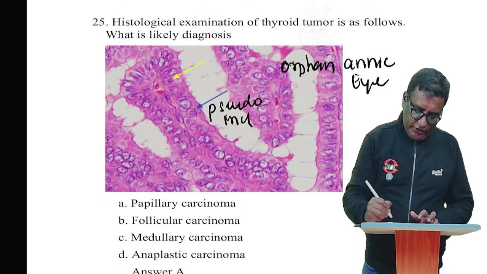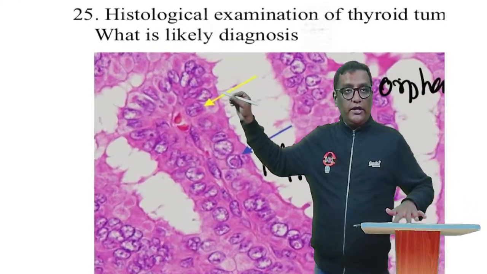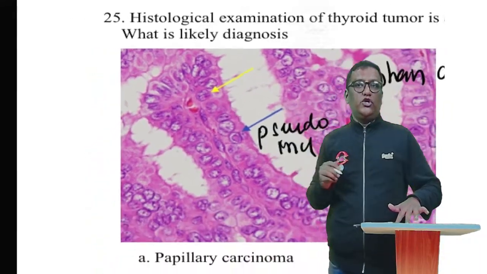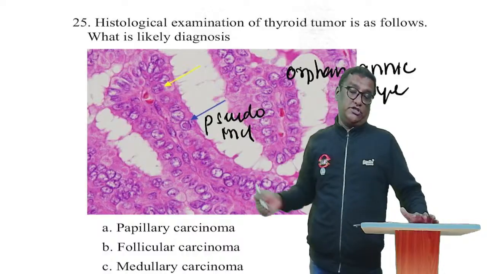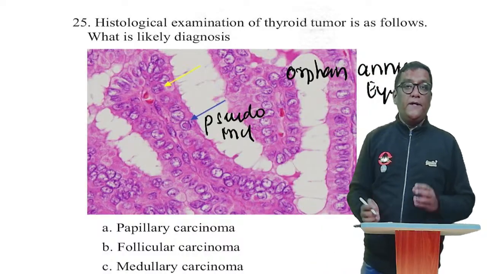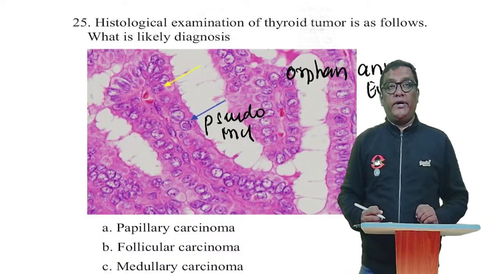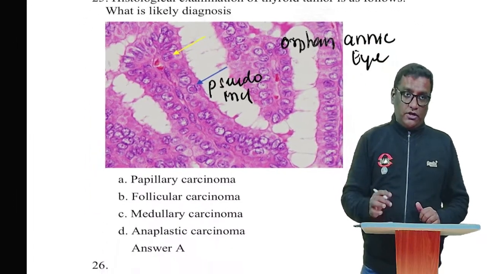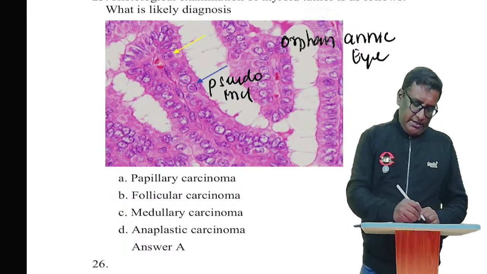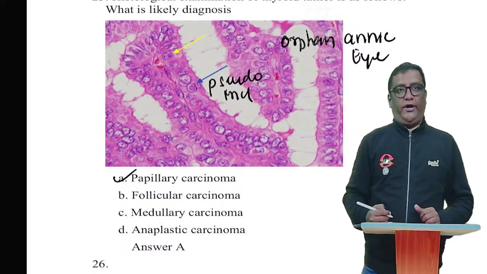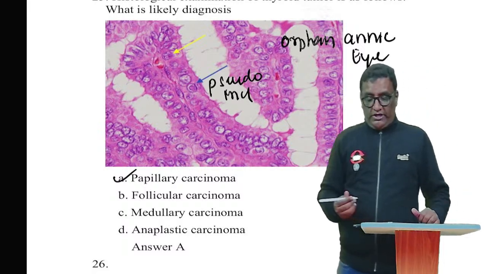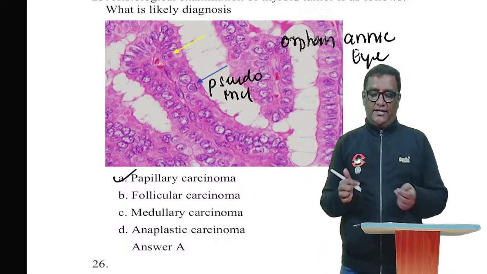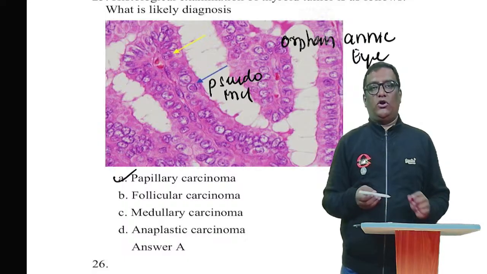Orphan Annie nuclei, and there is also nuclear grooving seen. So nuclei appear like a coffee bean, with grooves. There are many other conditions where nuclear grooves can be seen apart from here. It can be seen in granulosa cell tumor. It can be seen in Langerhans cell histiocytosis as well. So this is your classical papillary carcinoma of thyroid. So these were questions from bone, soft tissue, CNS, and endocrine pathology.